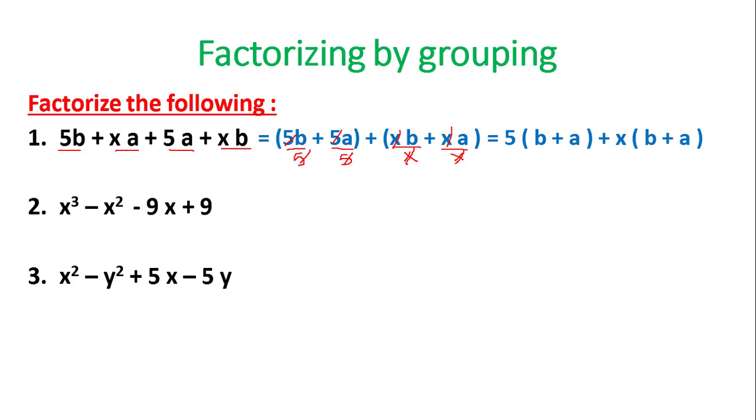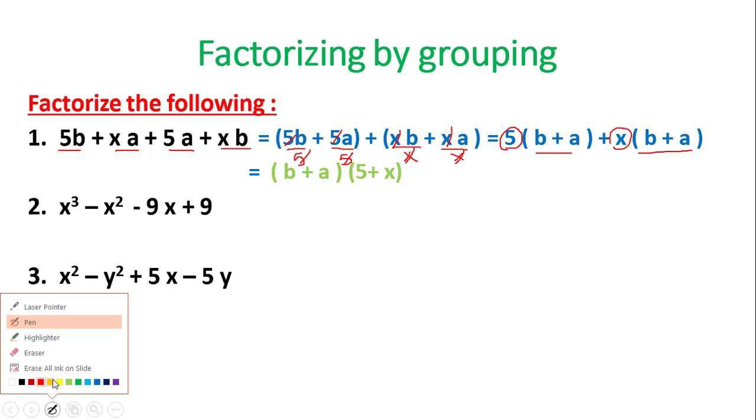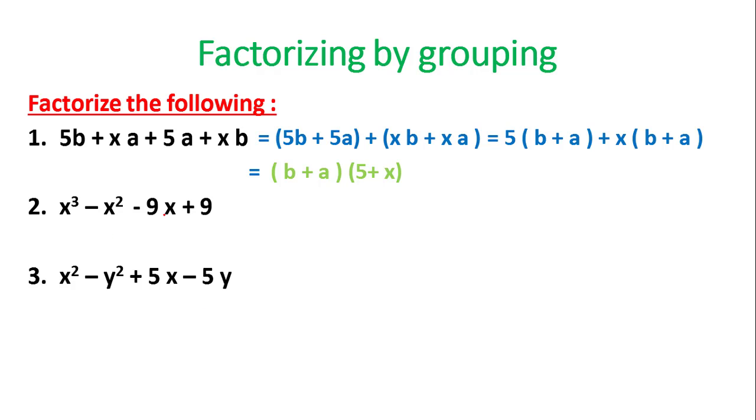So here I have 5, a common factor, times b plus a, plus x as a common factor times b plus a. Now I have a new common factor, which is b plus a. So I'll take it. The remainder will be 5 here and x here. Okay, so b plus a times 5 plus x is the final factorization for this exercise. Let's move to number 2.